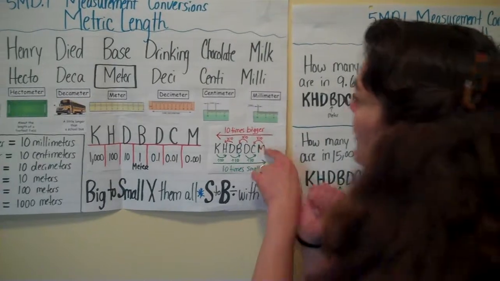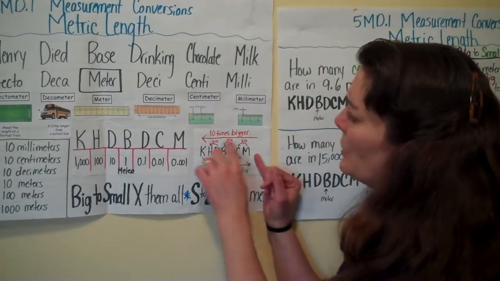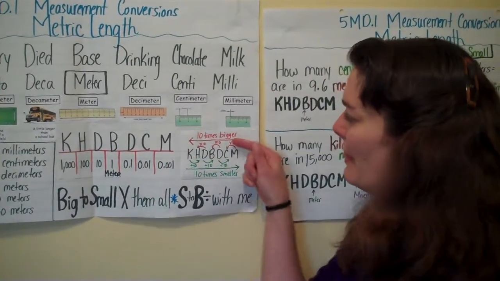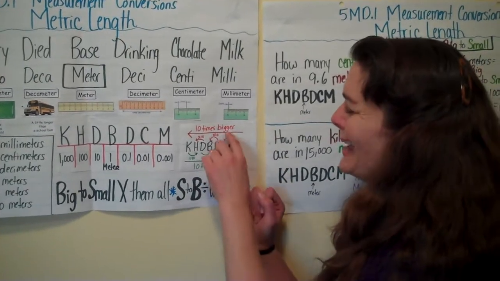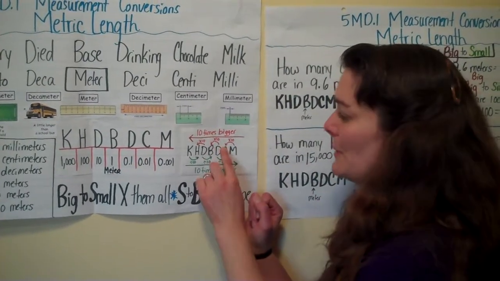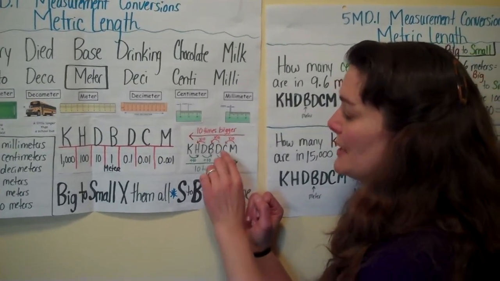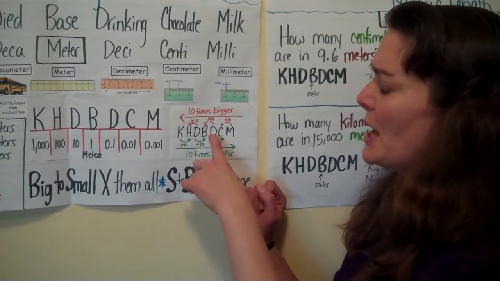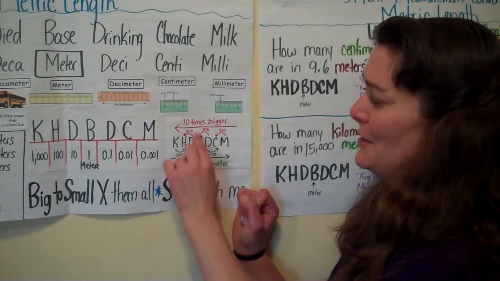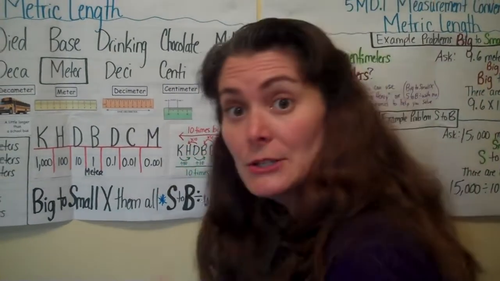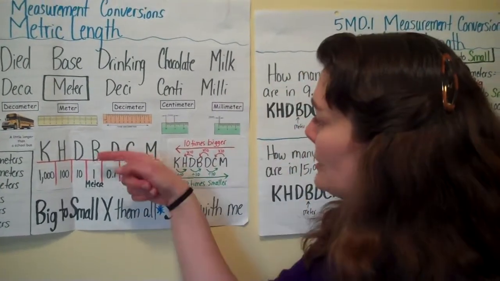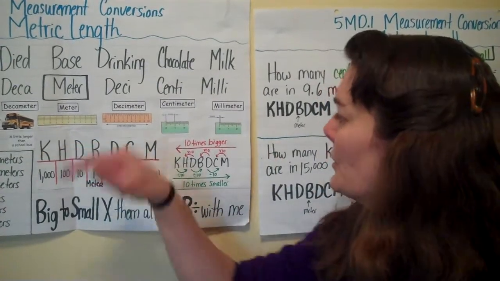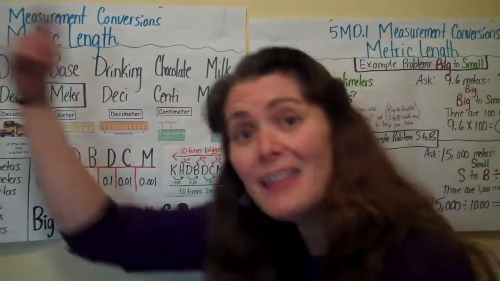Now, if you're going from the small units to the left, if you're going in this direction, you are getting 10 times bigger. So you're really multiplying by 10 when you go from millimeters to centimeters. You're timesing by 10. When you go from centimeters to decimeters, you're timesing by 10. When you go from decimeters to meters, you're timesing by 10, and so on. So when you're going from those smaller units and you go to the left, you're actually getting 10 times bigger.